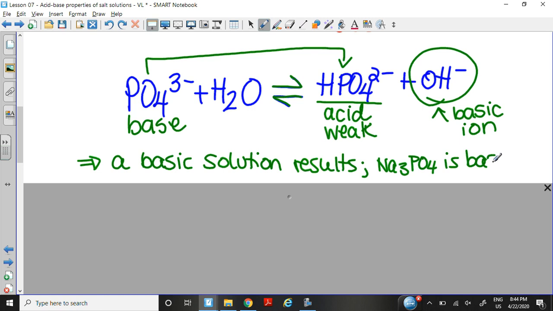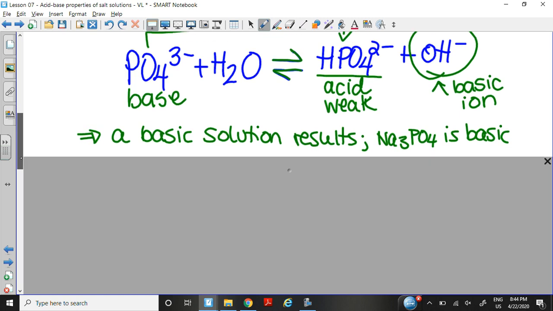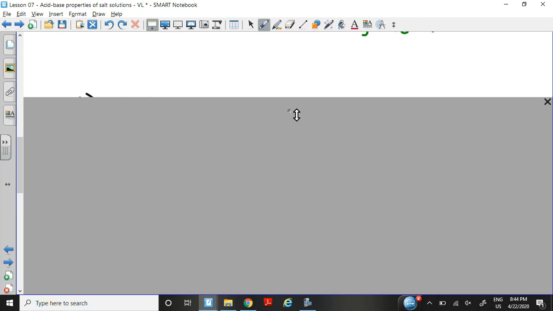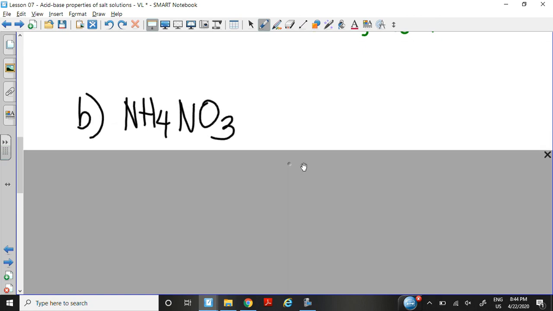So then we can conclude this is a basic salt. All right, let's try another example. Again, I want you to try this one out first before checking your answer. So next up is ammonium nitrate.